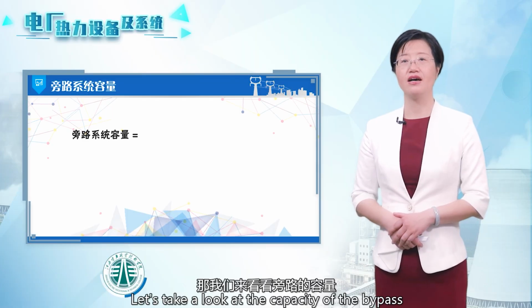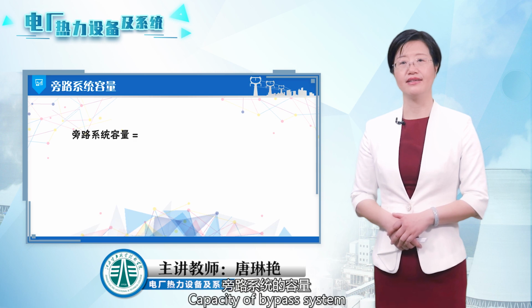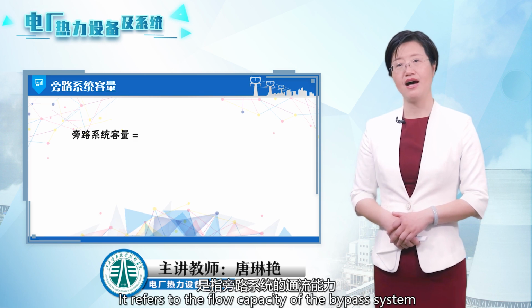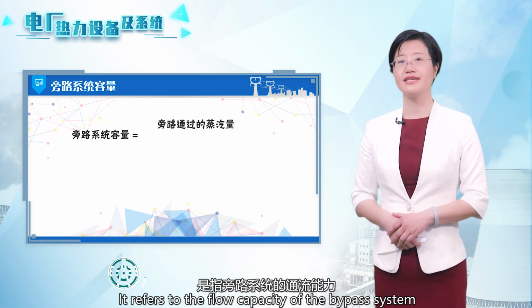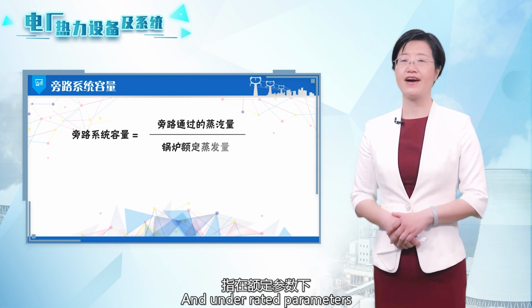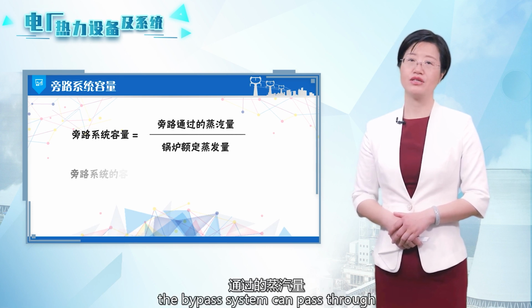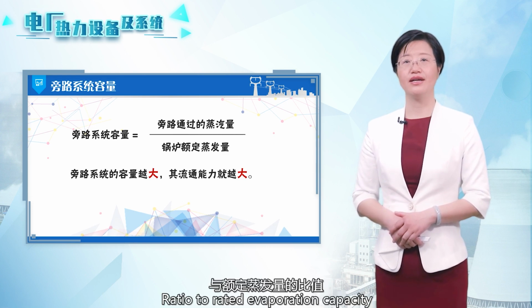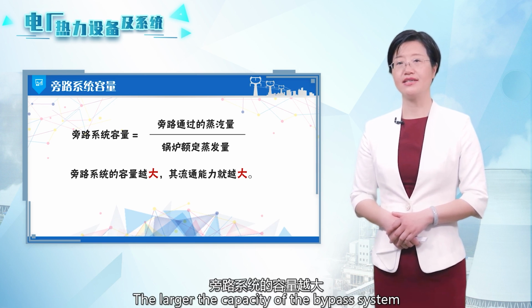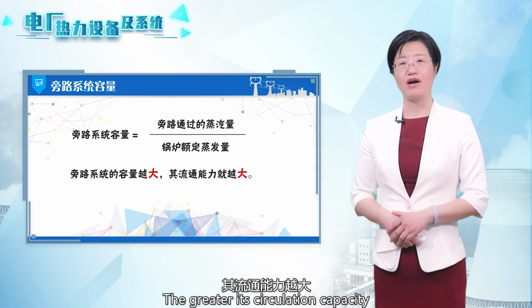Let's take a look at the capacity of the bypass. Capacity of the bypass system refers to the flow capacity of the bypass system. Under rated parameters, it is the amount of steam that the bypass system can pass through, as a ratio to the rated evaporation capacity. The larger the capacity of the bypass system, the greater its circulation capacity.